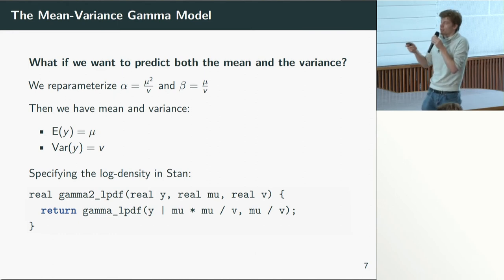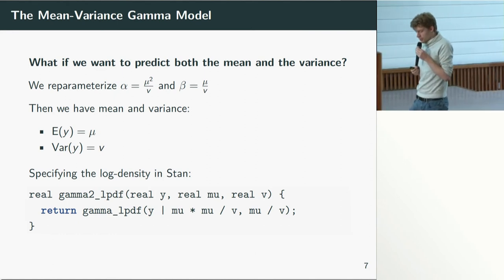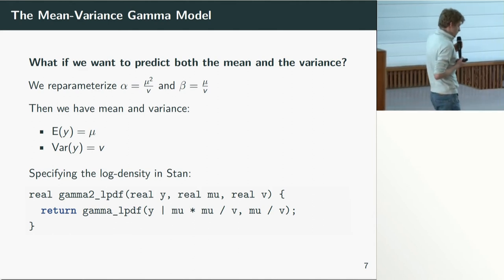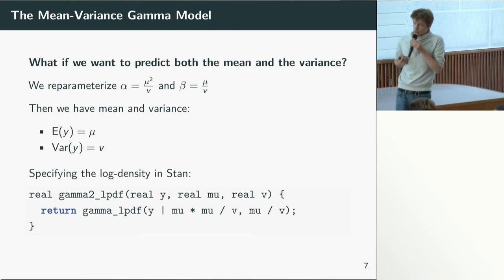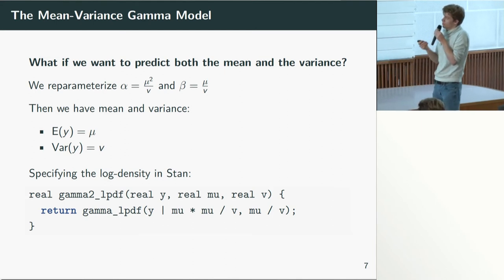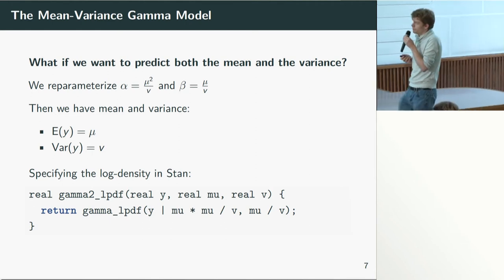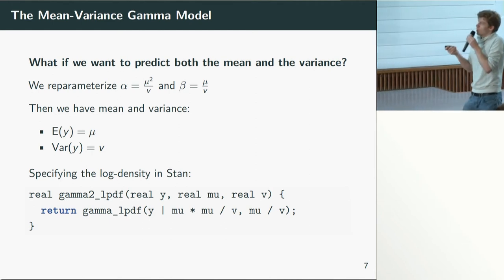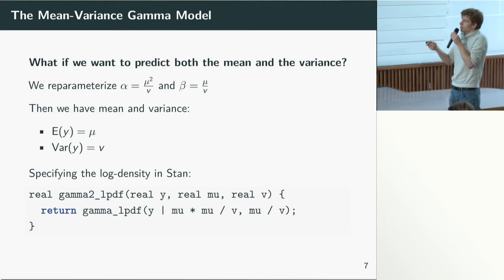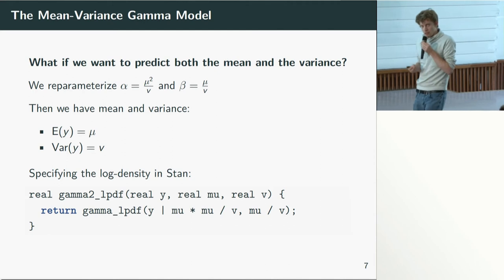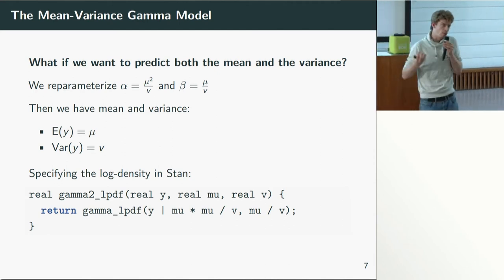Now, this is not a distribution we have in Stan directly, and it's not a distribution we have in BRMS directly. So we have to specify that ourselves, with a little bit of Stan code, fortunately not too complicated. That's a custom LPDF function, which I call just gamma 2. Gamma 2 is just like gamma with alpha and beta, but now with this reparameterization. So it's rather easy to get a custom response distribution.